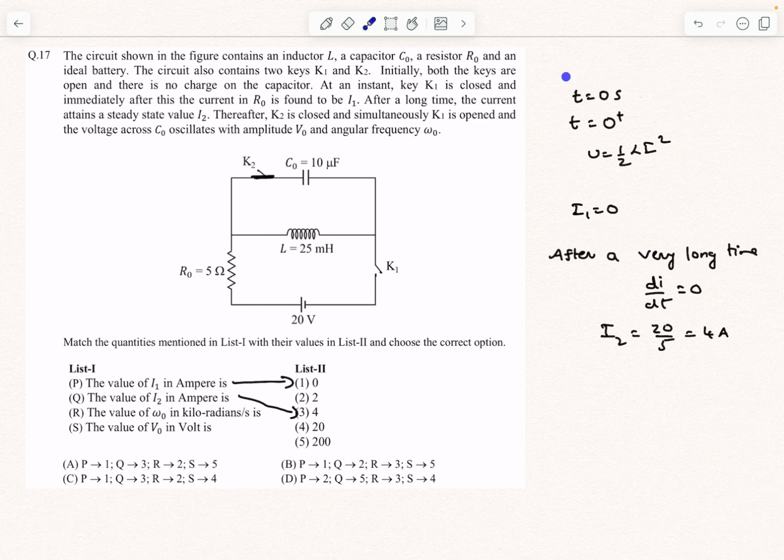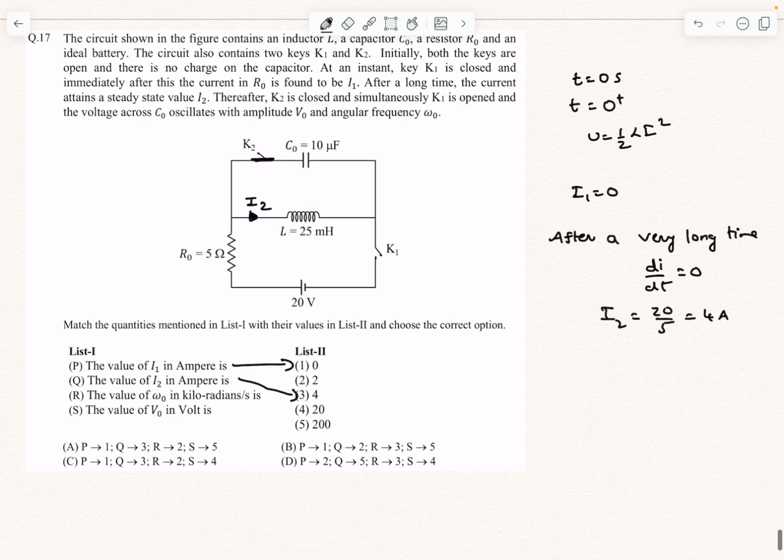Okay guys, again, as I said earlier, the current through the inductor branch cannot change instantaneously. Just before we do the switching operation, the current in the inductor was I2, right? So just after switching K2 on, the current in the inductor branch will also be I2, which is 4 amperes. Now here we have an inductor and a capacitor circuit, right? And now the bottom circuit is useless.